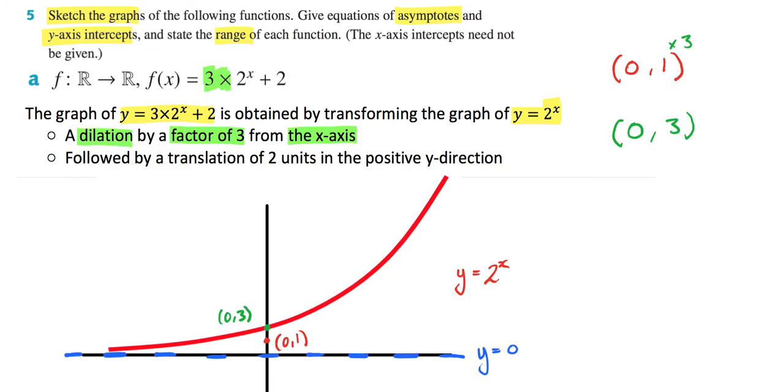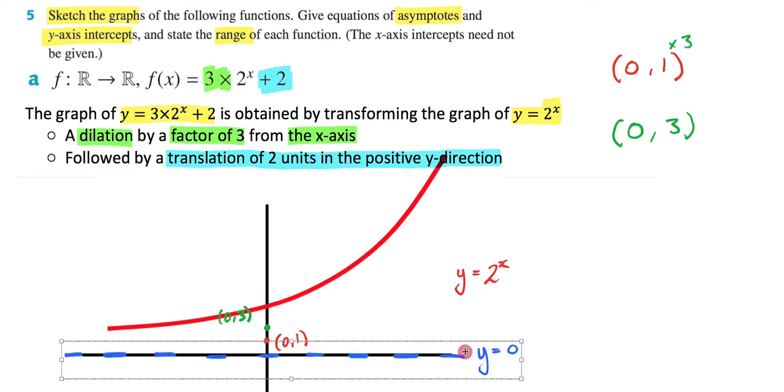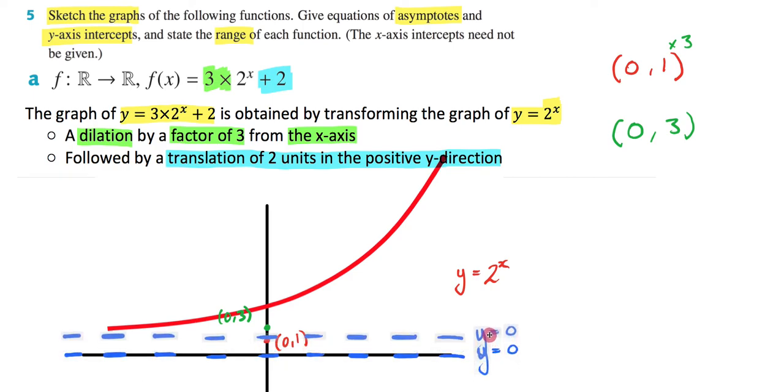But we're not done yet. We now need to consider the fact that we have another transformation, which is this plus 2. What's this plus 2 doing? Well, it's a translation of 2 units in the positive y direction. In other words, I'm translating it 2 units up. So now I'm going to grab my graph and move it 2 units up. But remember that that's going to mean that my asymptote changes. My asymptote is going to follow it along, so it's going to go 2 units up as well. If my asymptote goes 2 units up and it started at 0, that means it's going to be y equals, wait for it, 2.